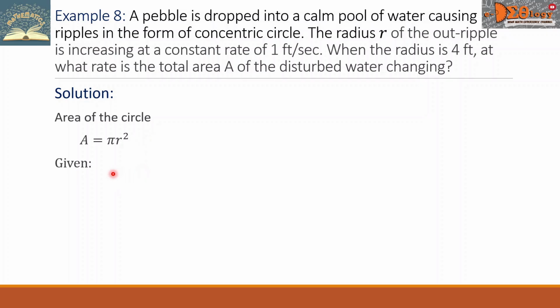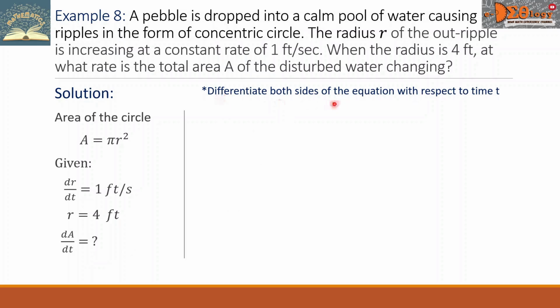Step 2, we're going to identify the given. There is one value here, 1 foot per second. This is for the radius r of the outer ripple increasing. That means this value describes the rate of change of the radius with respect to time. So we write dr over dt equals 1 foot per second. Another given is the value of the radius. So r equals 4 feet. The requirement of the problem is the rate of change for the total area. So that means we need dA over dt.